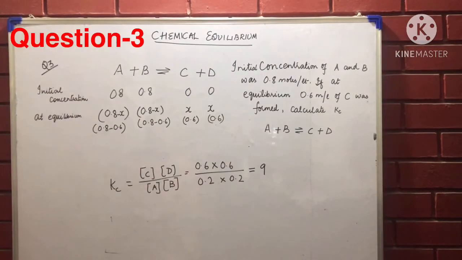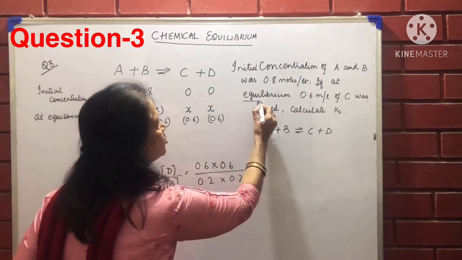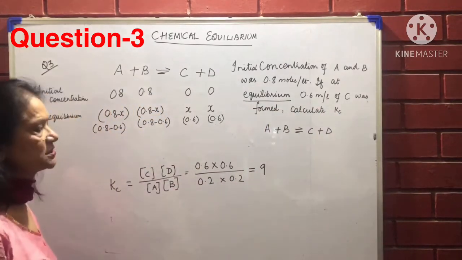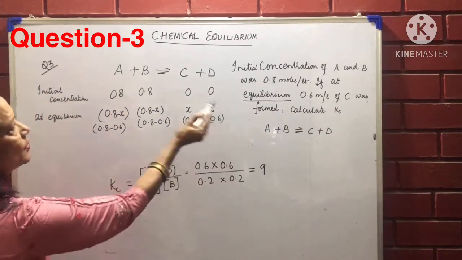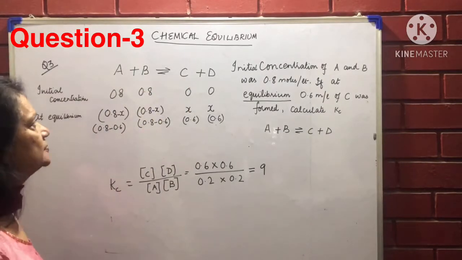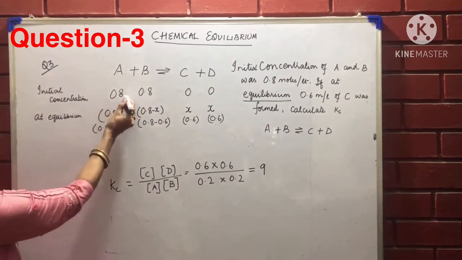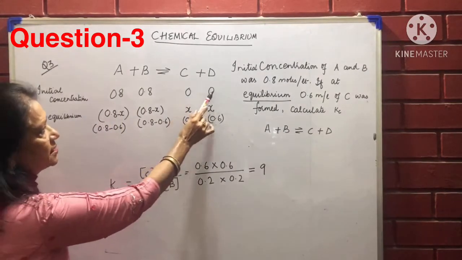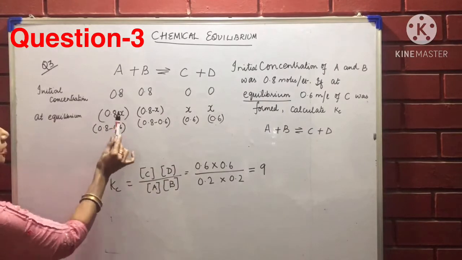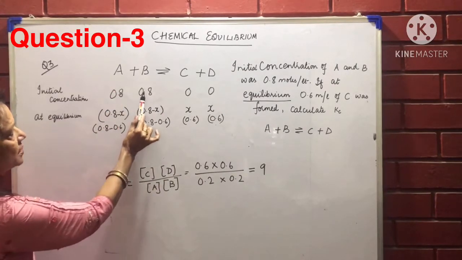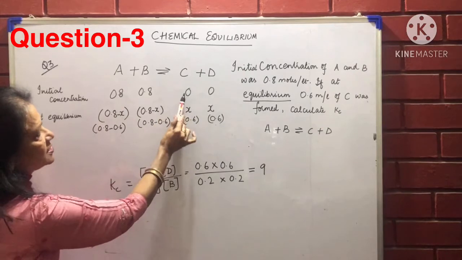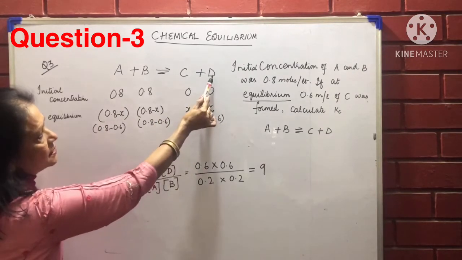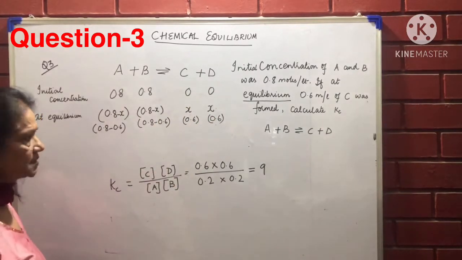Now the question says initial concentration of A and B was 0.8 moles per liter. If at equilibrium 0.6 moles per liter of C was formed, calculate Kc. The equation is given A plus B gives C plus D. So initial concentration is 0.8, 0.8. No product is formed, so I'll write here 0 and 0. At equilibrium, I am subtracting x from here, and 0 plus x will be formed, means x, 0 plus x will be formed, so that is also x.